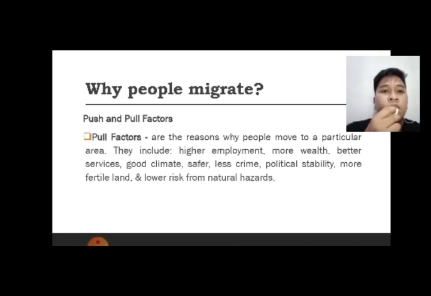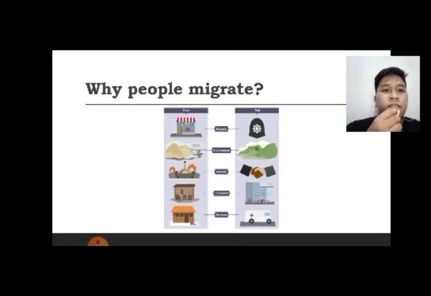The pull factors are the reasons why people move to a particular area. They include higher employment, more wealth, better services, good climate, safer, less crime, political stability, more fertile land, and lower risk from natural hazards.